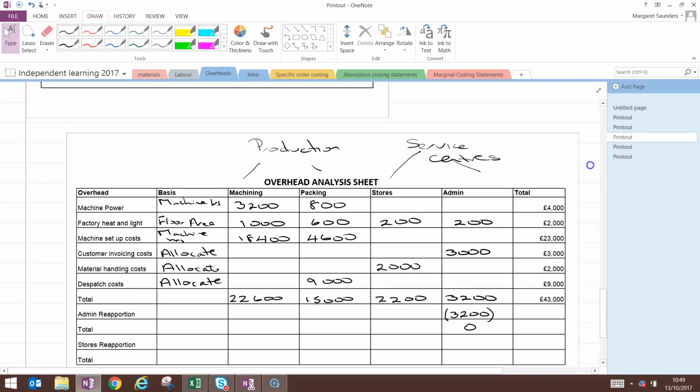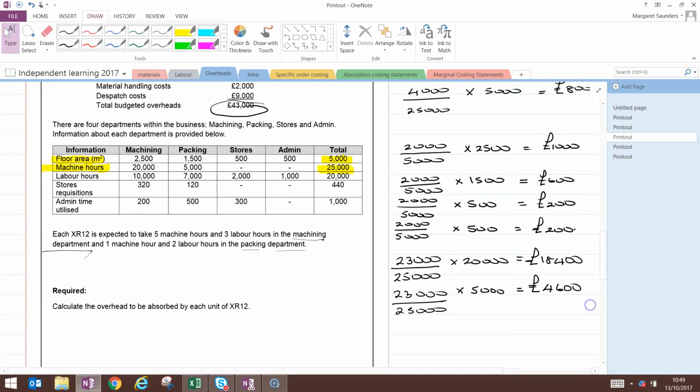Let's go back up and look at the information we've been given. Admin time utilised. The machining department utilised admin for 200 hours. Packing utilised admin, and stores utilised admin. So we're going to apportion the admin figure across those three departments using admin time. So same method as before.